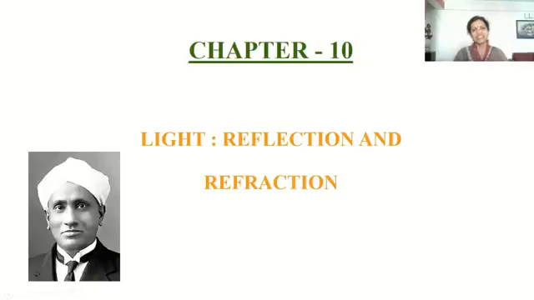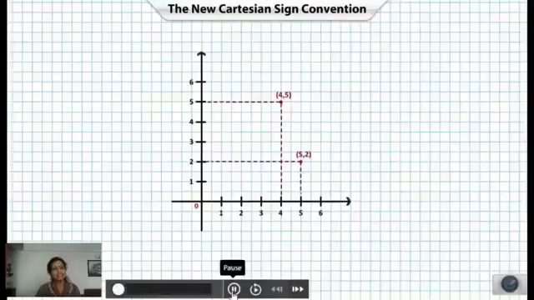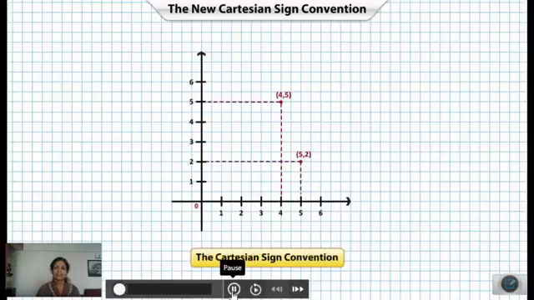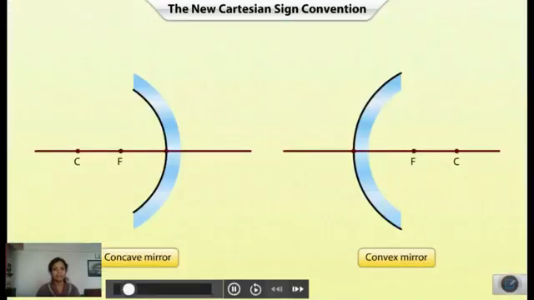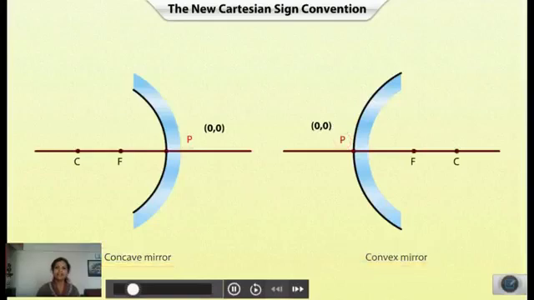This is the second session of physics. Let's understand, children, about the Cartesian sign conventions. In the Cartesian sign conventions, you can see the figure there. It looks like a graph wherein x and y axis is drawn and O is considered as the origin. And the same we are going to use in case of a spherical mirror. So in a spherical mirror, when we say pole, we will consider it as the origin.